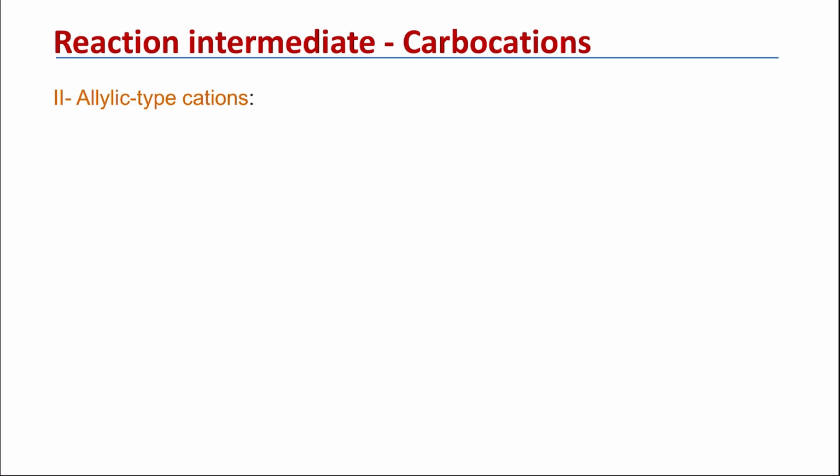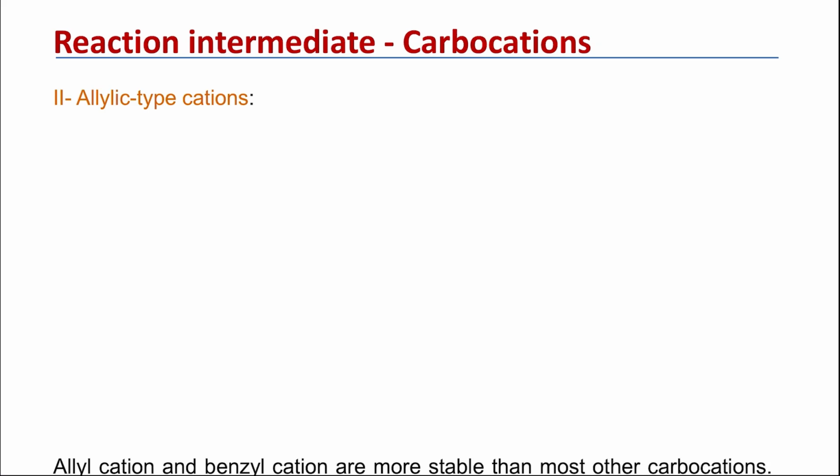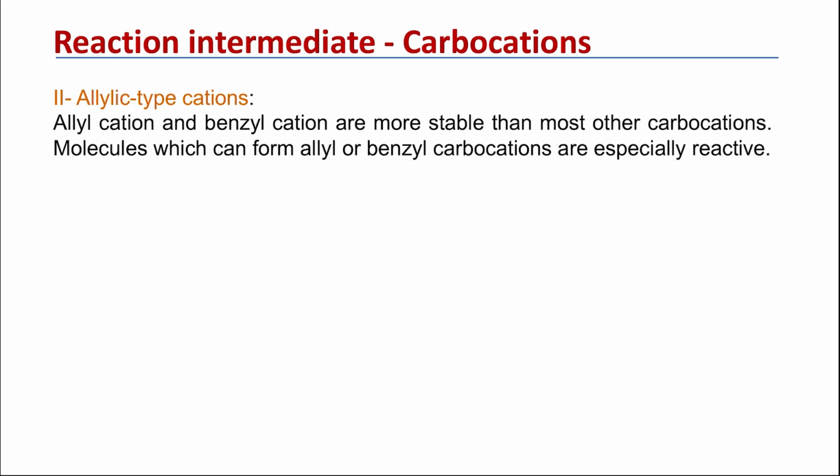The second type of carbocation is the allylic type cations. Allylic type cations are cations where you have a double bond on the carbon adjacent to the positively charged carbon. So if you have a positively charged carbon here and adjacent to it there is a double bond, this is called the allylic type cation. These allylic and benzylic type cations will be much more stable than the simple alkyl carbocations. The main explanation for that is resonance stabilization.